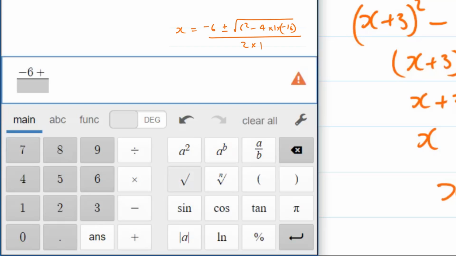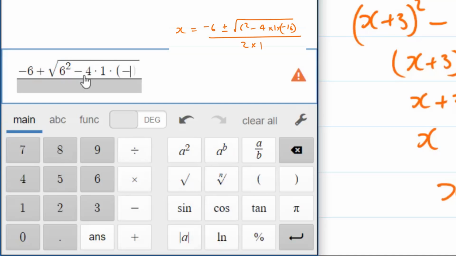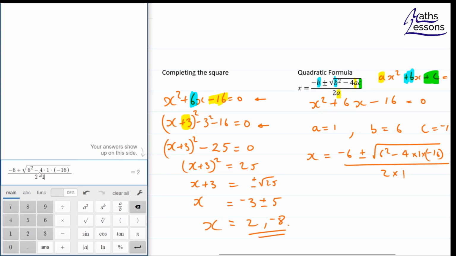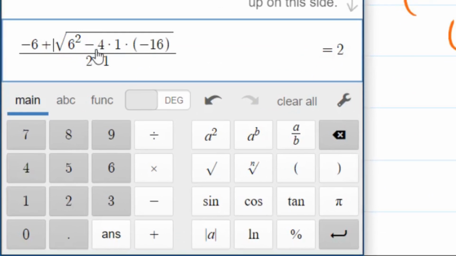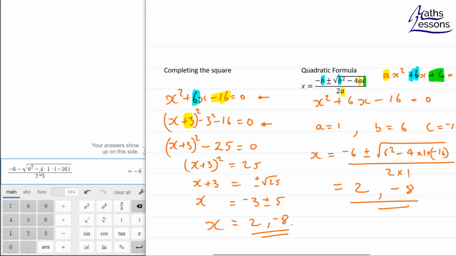So plus the square root of 6 squared minus 4 times 1 times, the dot on here means times, and I'm going to put minus 16 in brackets. Then I've got to go to the bottom: 2 times 1. And we can see I get the answer 2. And now what I can do, and you can probably do that in your calculator as well, is go back and change that plus into a minus. And you get the answer minus 8. Exactly the same answer again.